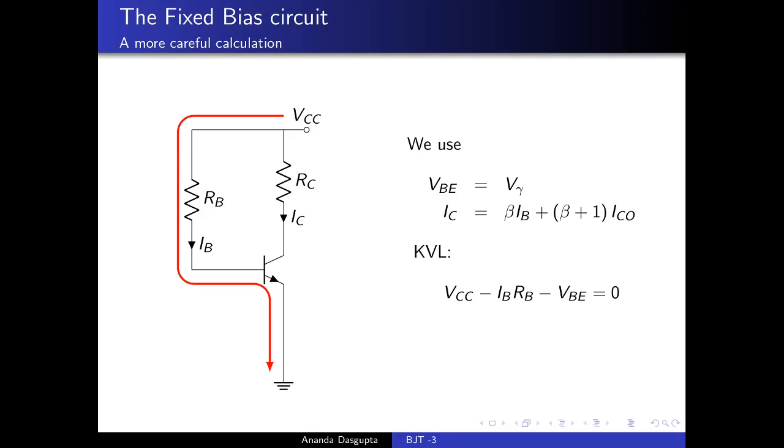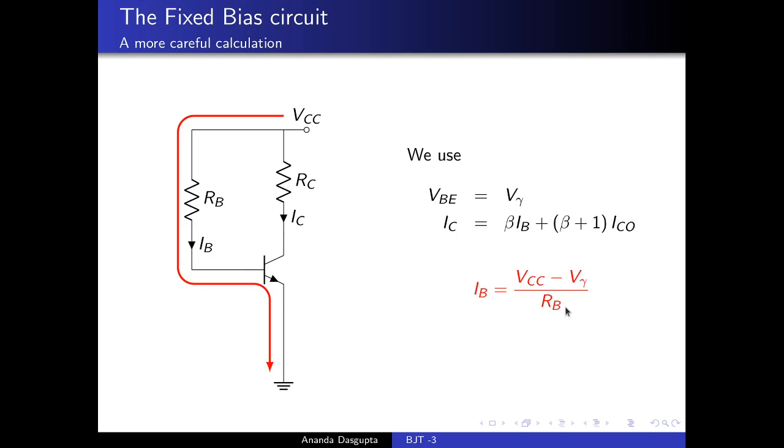So if we now apply Kirchhoff's voltage law for this loop and just find the net voltage rise across the loop, you are supposed to get 0. So what will you get? You get VCC, which is a rise, then a drop of IB RB, so VCC minus IB RB, minus this drop across the base emitter junction, VBE. So VCC minus IB RB minus VBE must be 0. So this is our equation. Of course, we will use the approximation that VBE is V gamma. So we will end up with IB equals (VCC minus V gamma) by RB.